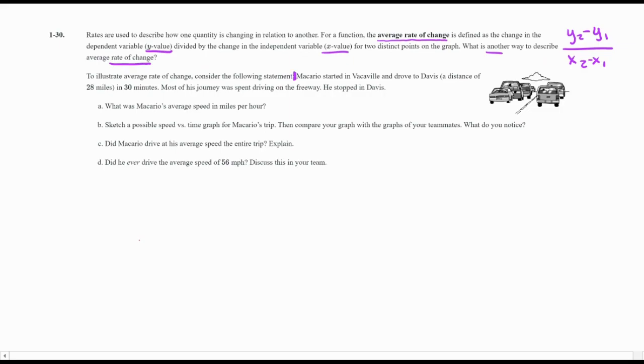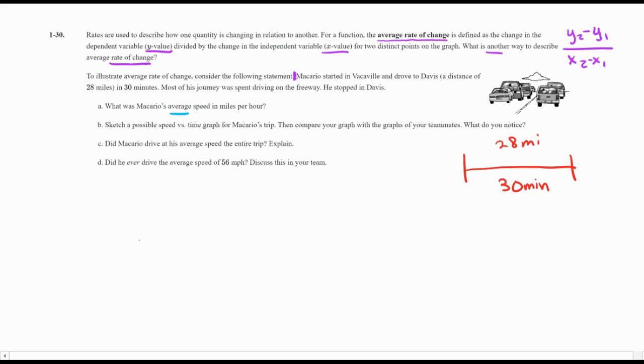So Macario started in Vacaville and drove to Davis, a distance of 28 miles. Real quick, over here in red, I'm going to give us a little diagram. I went from point A to point B. This is about 28 miles from Vacaville to Davis, and it took 30 minutes. Most of his journey was spent on the freeway. He stopped when he got to Davis. So the first part, for A, it says, what was Macario's average speed in miles per hour?